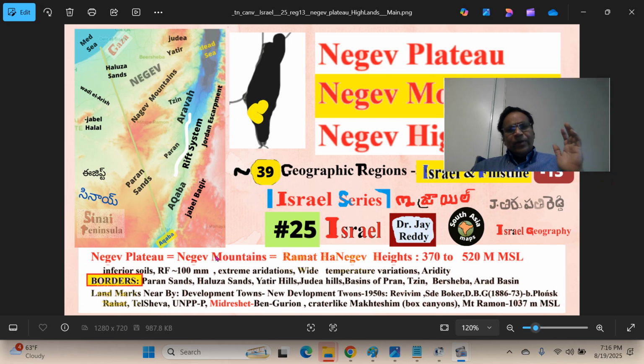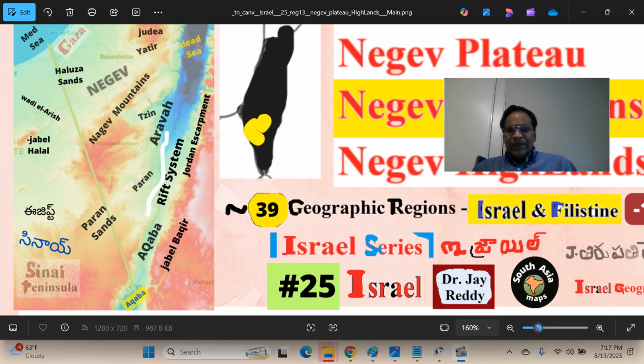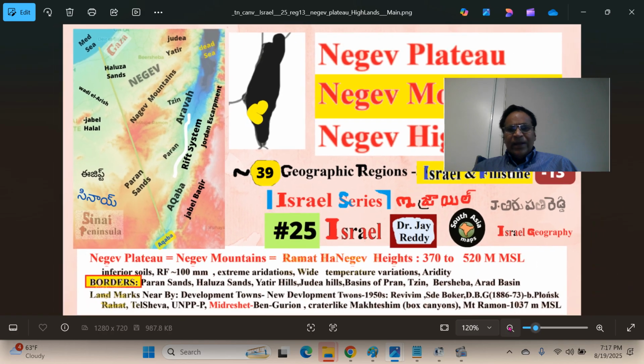The Negev plateau region, Negev mountain region, Ramat Negev, has a height varying from 370 meters to 520 or so. This has very inferior soil, very low rainfall, around 100 millimeters, extreme arid conditions. There are wide temperature variations here and aridity. The borders are, as we have already seen, the Paran sands and Haluza sands, Yetir hills, basins of the Paran and Tzin, and Beersheba and Arad basins, draining into the Mediterranean.